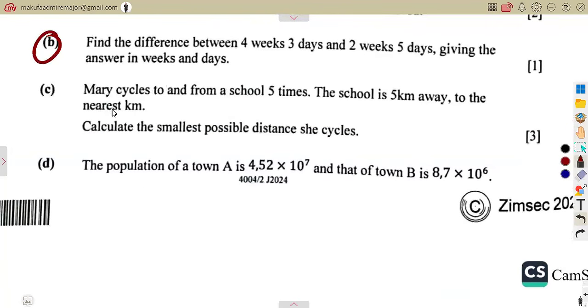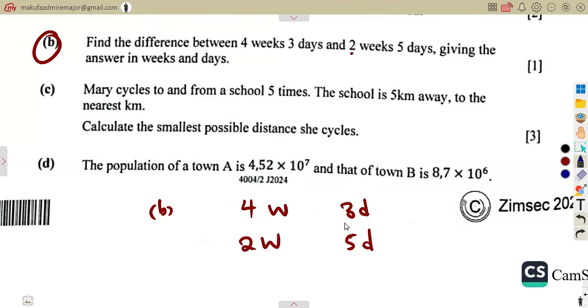Then B, find the difference between 4 weeks, 3 days, and 2 weeks, 5 days. As you can see, 4 weeks is bigger than this. So you're going to subtract 2 from 4. So that is 4 weeks. In this case, we're going to have something like this, 4 weeks, 3 days. Then there we have got 2 weeks, 5 days. All right, let's subtract 3 minus 5. That is impossible. So in terms of time, you borrow a certain amount, which is equivalent to the days that you want in this case.